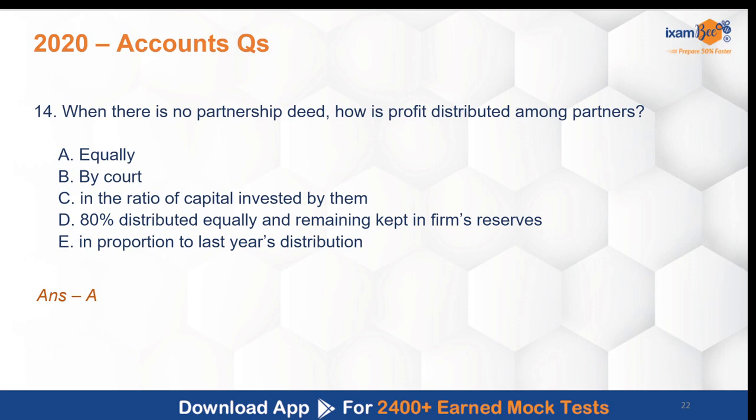So in the partnership deed, there were actually two questions that came related to partnership. One was, how is the profit distributed if there is no partnership deed? So if there is no partnership deed, the profits are distributed equally. Otherwise, whatever is stated in the partnership deed, in that percentage the profit distribution happens.